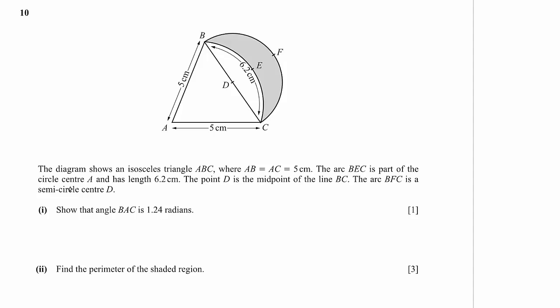D is the midpoint of the line BC, and the arc BFC, so this bit around the outside over here, is a semicircle with its centre at D. We want to show that angle BAC is 1.24 radians. Well, we can use L equals r theta for that. The length of the arc is 6.2, and that's going to be equal to 5 theta, which means that theta is equal to 6.2 divided by 5.